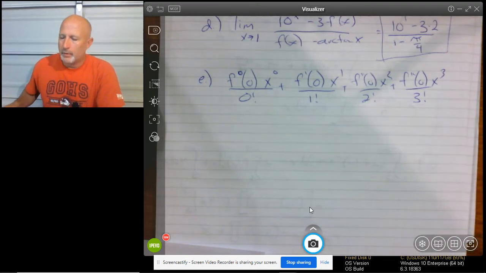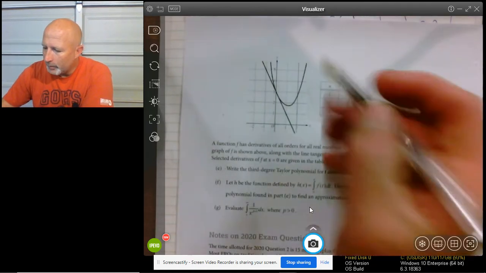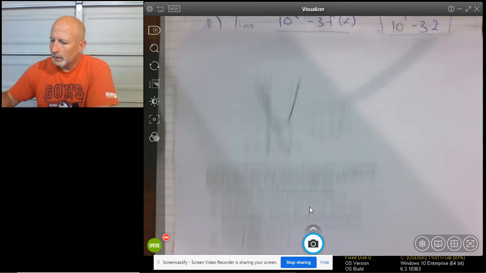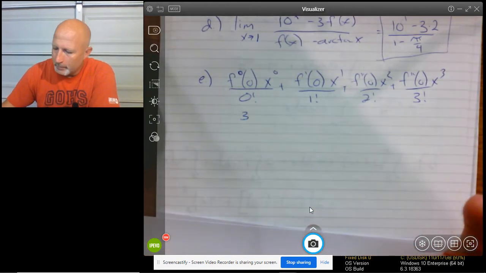So how are you going to figure out what that is? Well, that's just the original function evaluated at 0. And the original function, which is this curve evaluated at 0, is 3. Okay, so this would be 3. That's 1. That's 1. So just leave it alone.